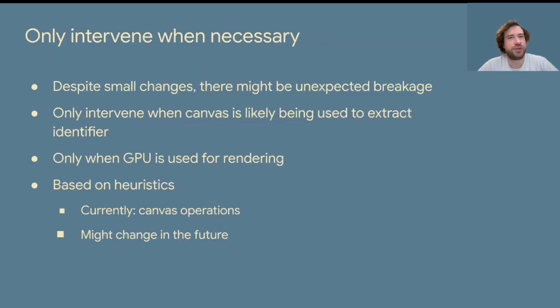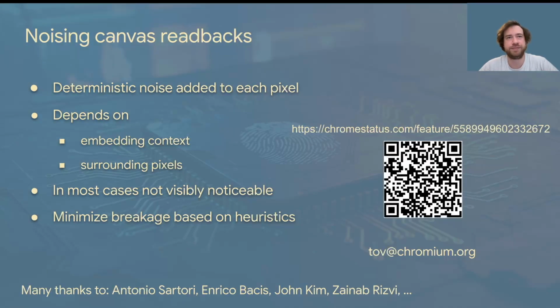Although the noise is not visible in most cases, there might still be certain applications that break unexpectedly because of the noise. And in order to minimize this breakage, we aim to intervene only when necessary. So when the canvas is likely being used to extract an identifier. Concretely, this means that the GPU was used for rendering and a certain number of canvas operations were used. And these are operations that are frequently used in scripts that extract such identifiers, and this may change over time.